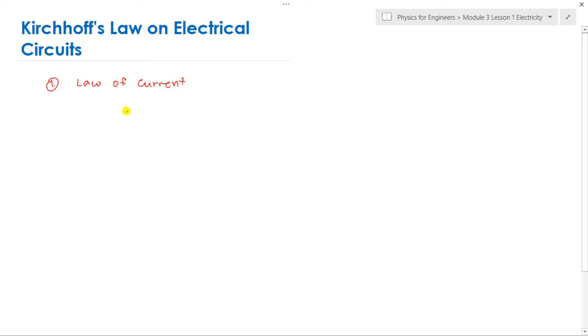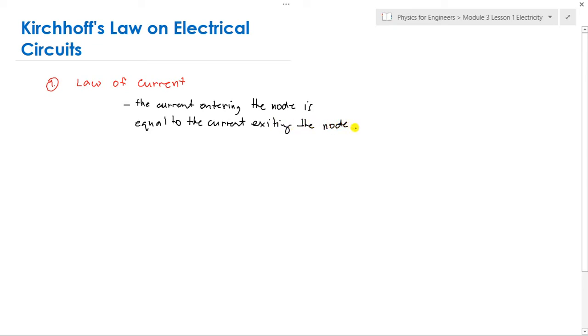So for the law of current, Kirchhoff's law states that the current entering the node is equal to the current exiting the node. So, do you understand, sir?